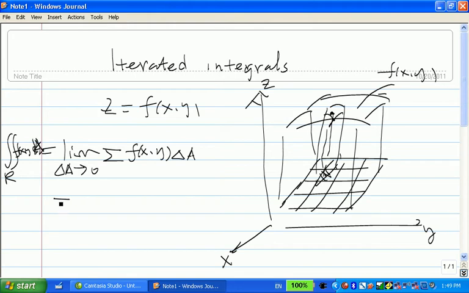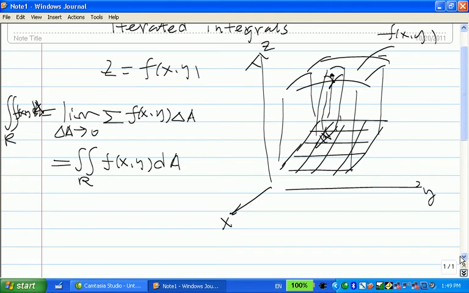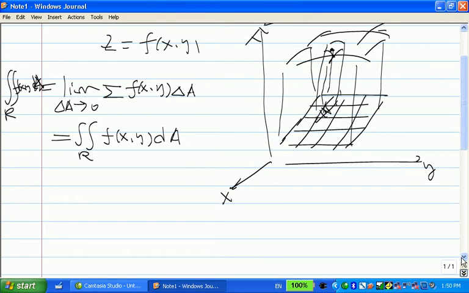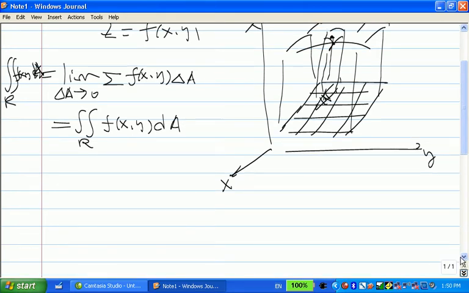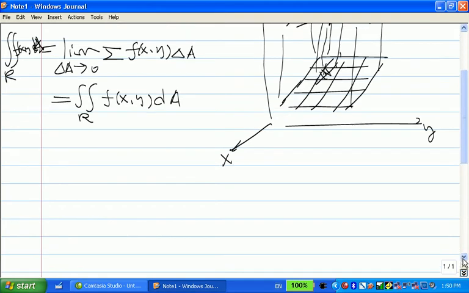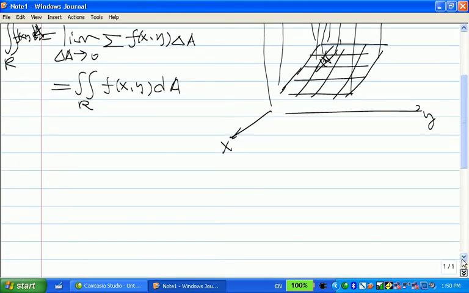Let me write it here. This is the definition for double integral. Double integral over R of f(x,y) dA. Okay. Now, to find a double integral, we're not going to use the definition to do that, which will be very difficult to do. So the purpose here, we want to see how we can calculate this double integral, which is an easy way to do that.